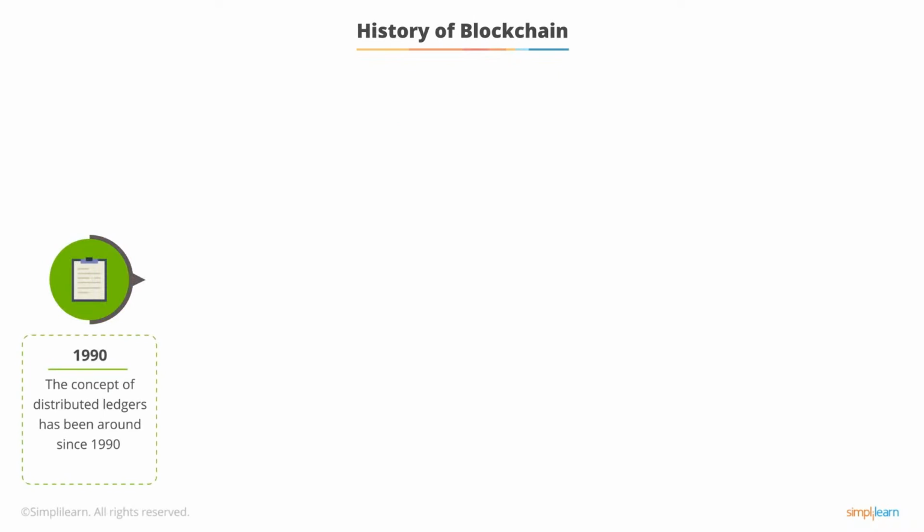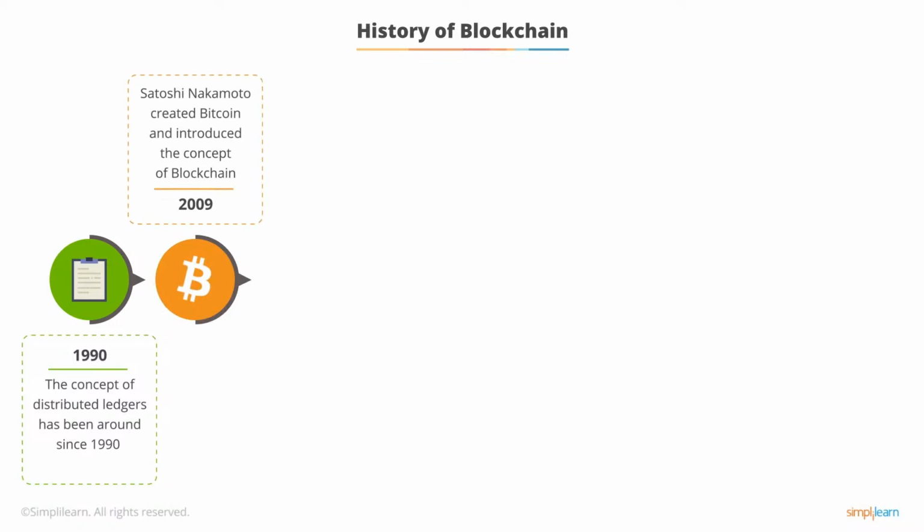The history of blockchain starts with the concept of distributed ledgers, which have been around for over 3 decades. One well-known example of a distributed ledger was the application BitTorrent, which leveraged this technology to share media files across the internet. In 2009, Satoshi Nakamoto created Bitcoin and introduced the concept of blockchain to the world, which made us use distributed ledgers in combination with advanced cryptography.